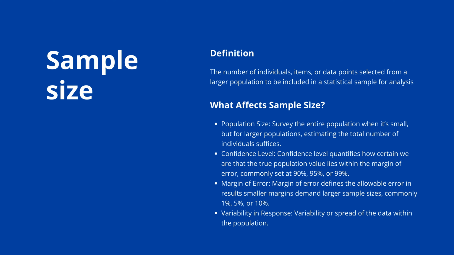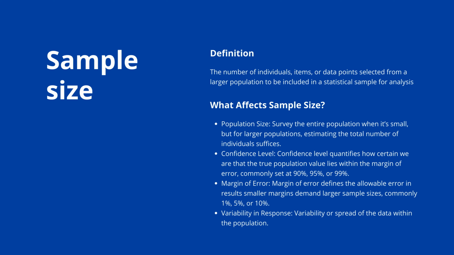Now let's see what affects the sample size. There are four major things to think about. First is population size. How big is the entire group you are studying? For example, a village, a school, a city. Second thing, confidence level. How sure do you want to be about your answer? Common levels are 95%, 90%, 99%. Higher confidence equals a larger sample size needed.